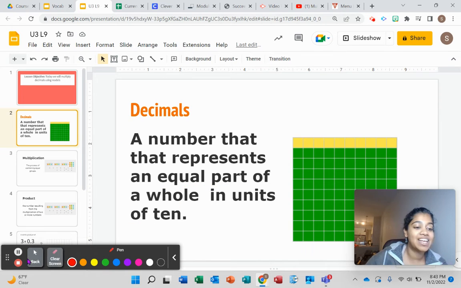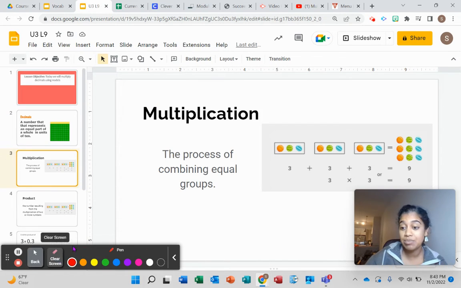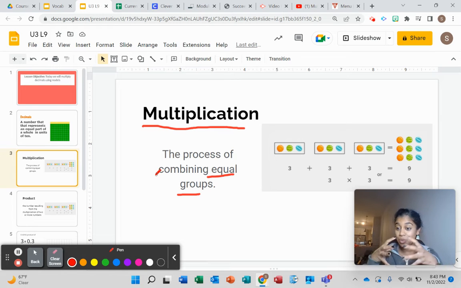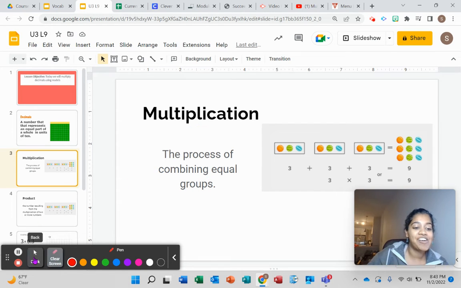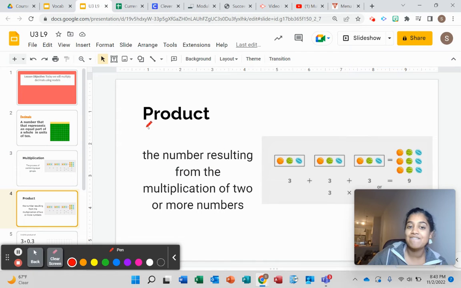All right, let's go ahead and go into our next vocabulary word, which is multiplication. Multiplication is the process of combining equal groups, right? So we're putting our equal groups together. All right, and last but not least, product. Product is the number resulting from the multiplication of two or more numbers. So it is the answer to our multiplication problem.